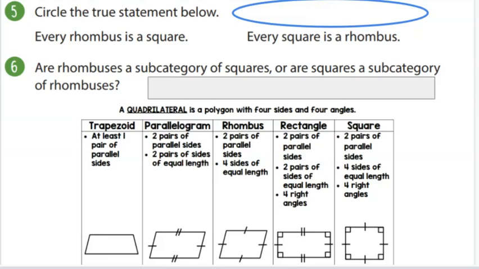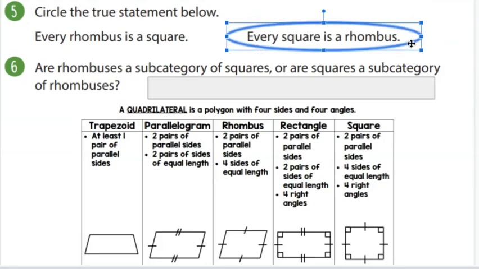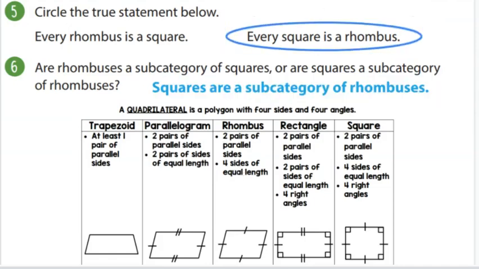All right, so which is which? Is every rhombus a square? So is this rhombus, can I take this picture and put it in this category? I can't, because in order to be a square, it has to have 4 right angles. So every square, though, is a rhombus because I can take this picture of a square, put it right here, and it would have 2 sets of parallel sides and 4 sides of equal length. So that means that squares are a subcategory of rhombuses.